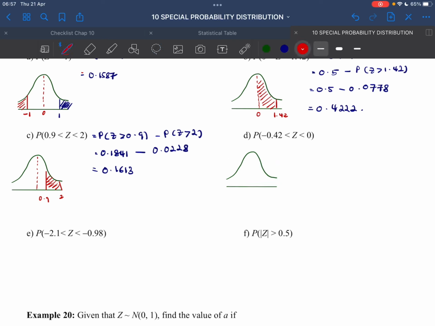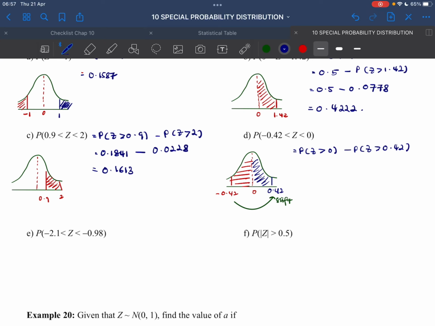So let's just draw the bell shape here. This is our 0. Negative 0.42 is on the left hand side, so this is the area that we want. Now we have to shift, because you have a negative there. So shift to this side here, and that will be positive 0.42. The area is the same as this one. So this will be changed to P(z greater than 0) minus P(z greater than 0.42).